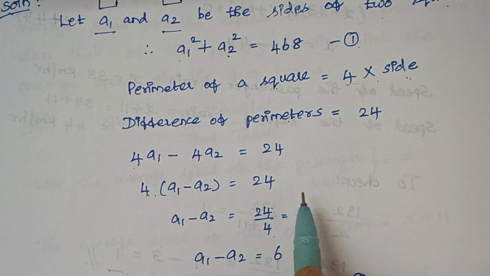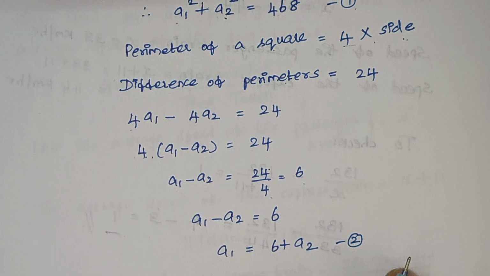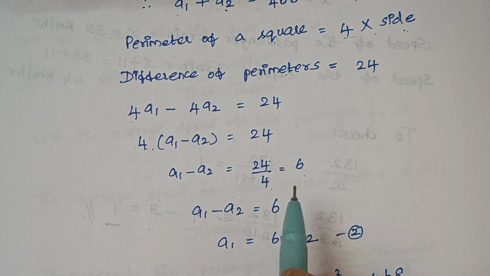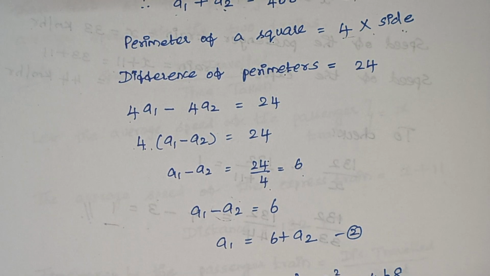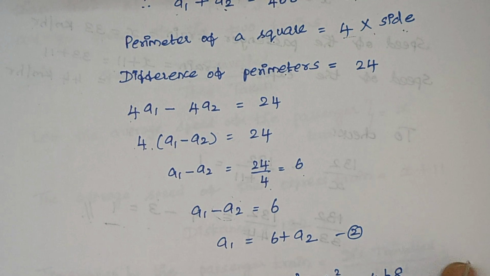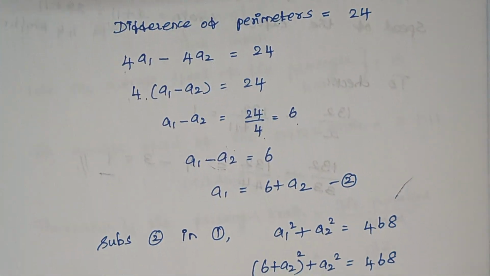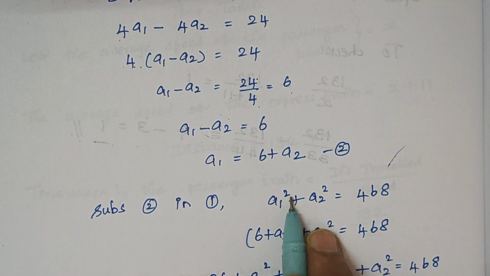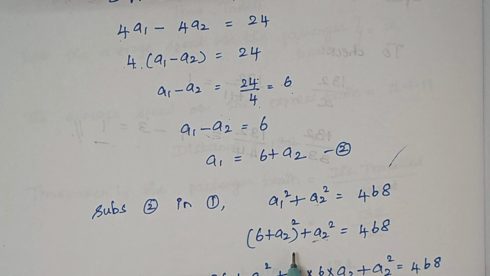I am moving this 4 to the right hand side, and finally, A1 minus A2 is equal to 6, and now I am rewriting this equation. I am moving this minus a2 to the right hand side. Therefore, a1 is equal to 6 plus a2, and name this as equation number 2. Now, we are going to substitute this value in equation 1. So here the equation is a1 square plus a2 square is equal to 468. So what is a1? a1 is 6 plus a2.